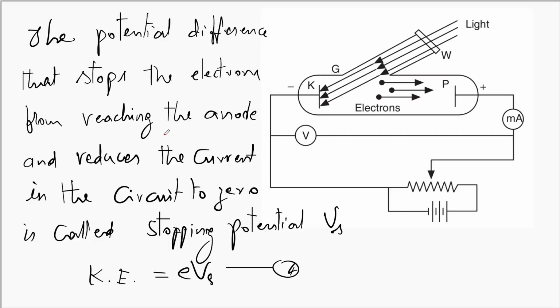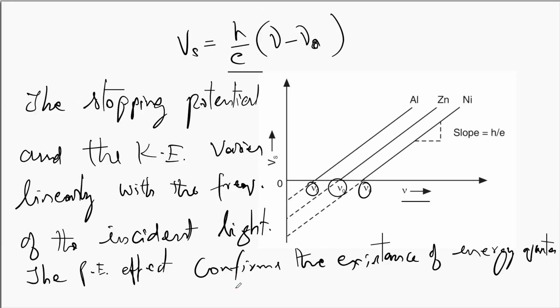We have seen what the stopping potential is. We have said that the kinetic energy is equal to eVs. Under such conditions, the electrons will be stopped from reaching the anode, and we have shown that the stopping potential and the kinetic energy vary linearly with the frequency of the incident light. We have also said that the photoelectric effect confirms the existence of energy quanta.